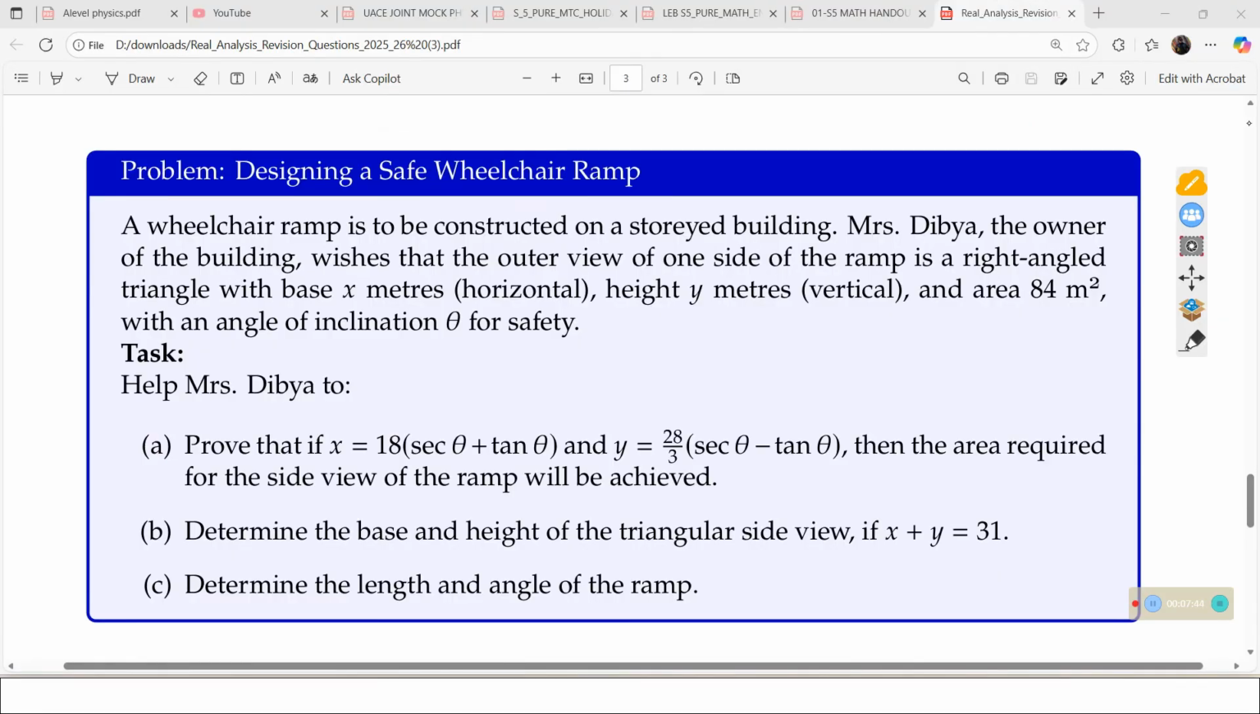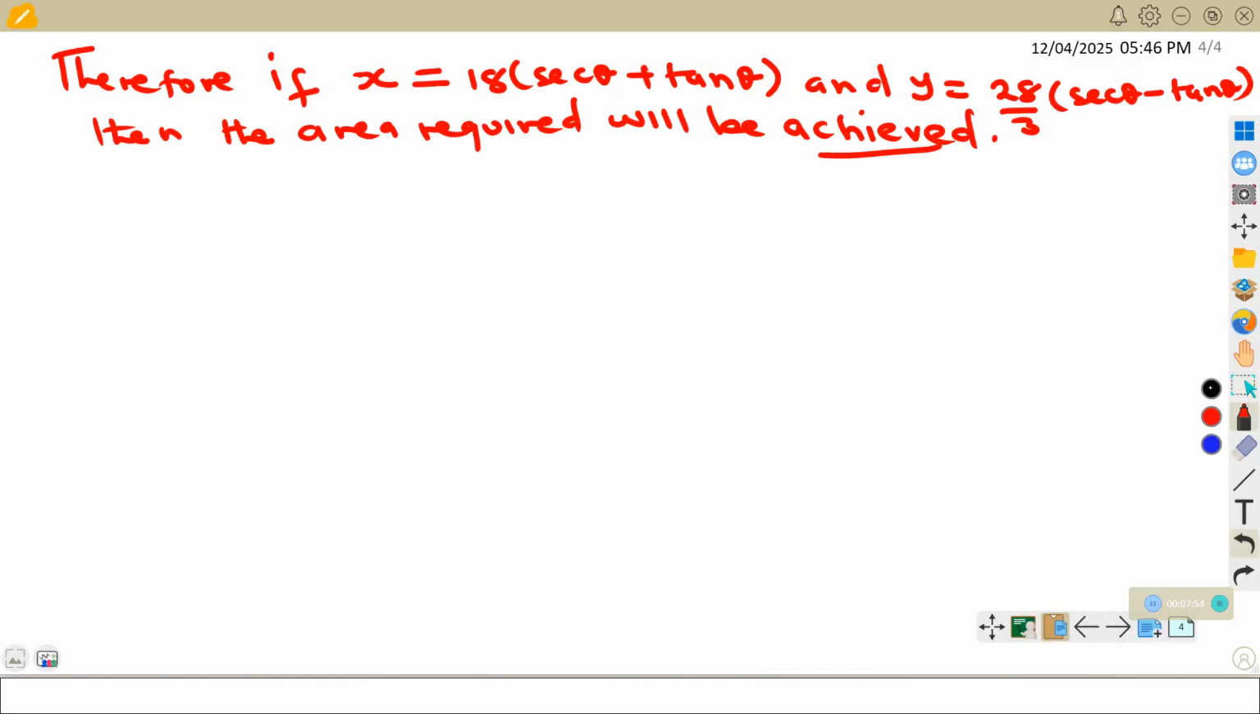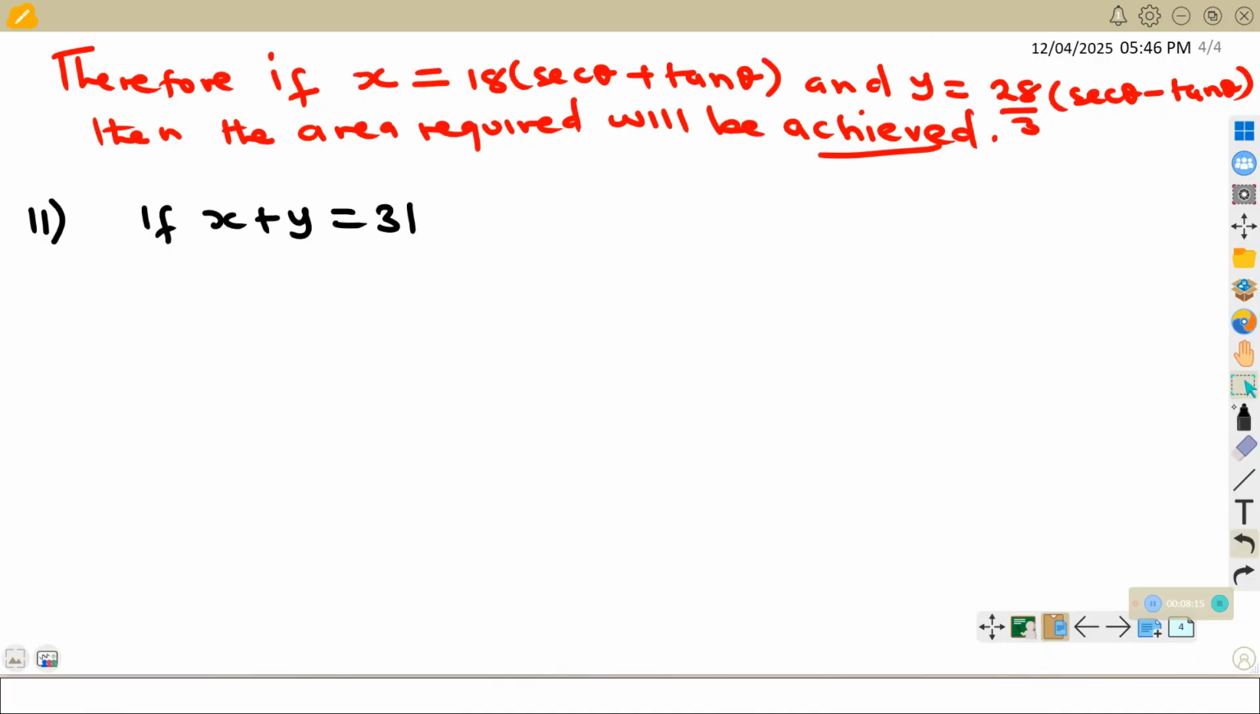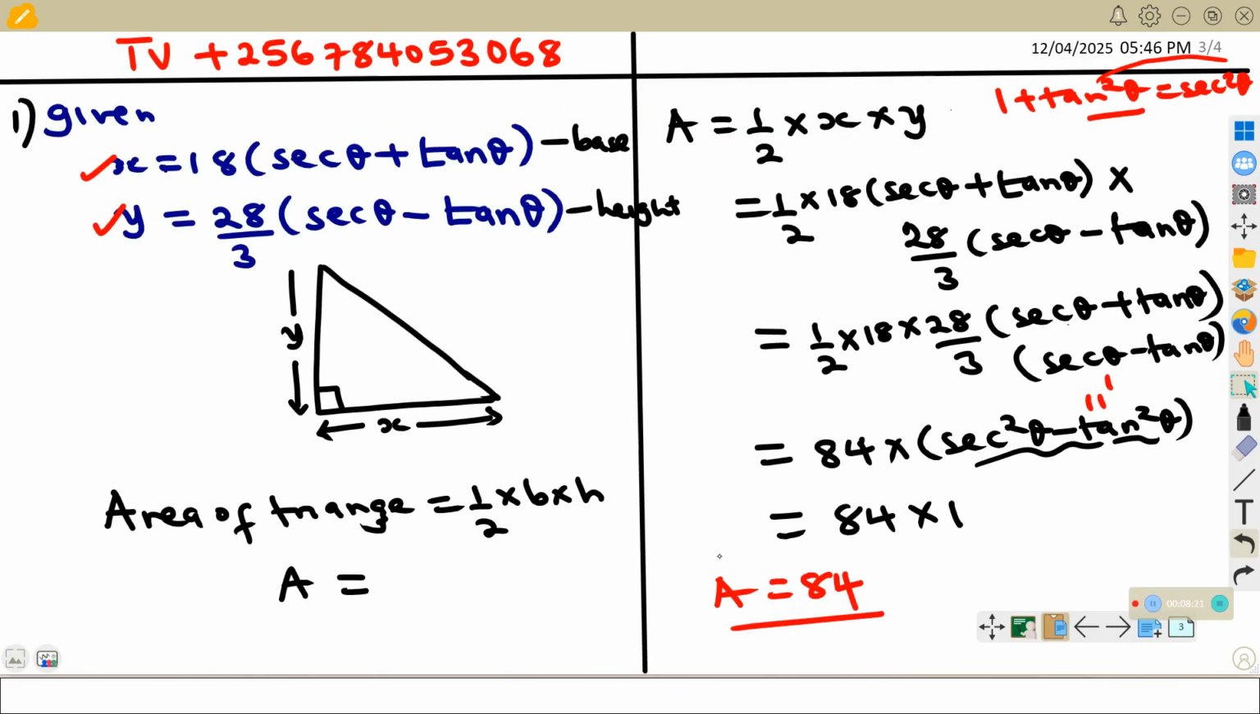So in part B, determine the base and height of the triangular side view if x plus y is equal to 31. So we are given in part B that if x plus y is equal to 31, we need to obtain the base, which is x. We need to obtain the height, which is y. So we need the values of x and y. We are given x plus y is equal to 31. But here we have also seen that the area is equal to 84, and the area is the same as a half times base times height.